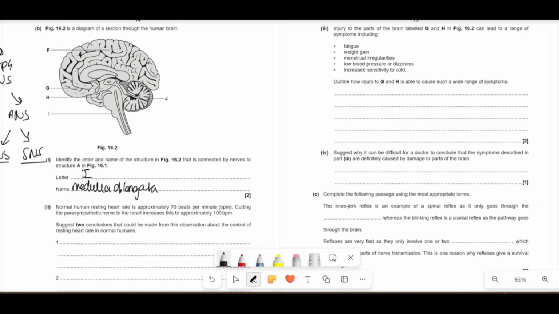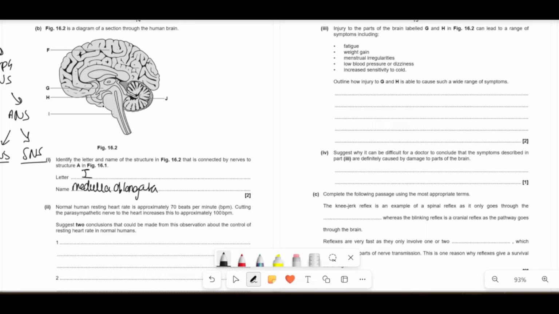If you were to label all the rest of them, J is the cerebellum, which is all to do with muscle coordination, balance, and posture. H is pointing at the pituitary gland, so that releases a lot of different hormones. And G is the hypothalamus, which is involved in controlling body temperature, and it also produces hormones that then act on the pituitary gland.